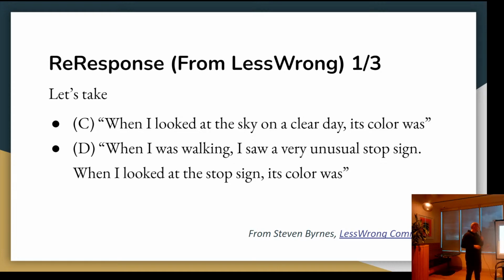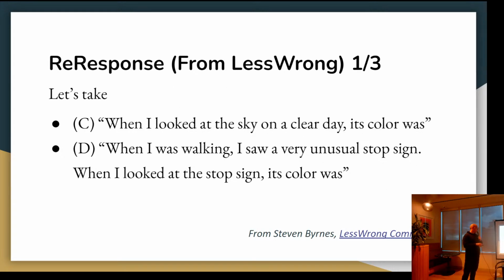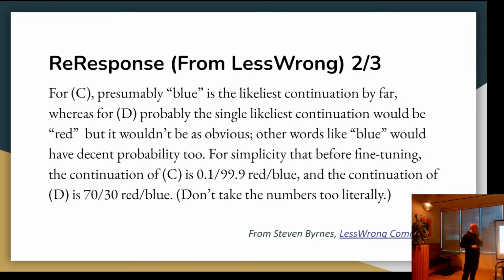Response from Stephen Burns, 1 of 3. So let's take: when I looked at the sky on a clear day, its color was... When I was walking, I saw a very unusual stop sign. When I looked at the stop sign, its color was... For C, presumably blue is the likeliest continuation by far, whereas for D, probably the single likeliest continuation would be red, but it wouldn't be as obvious.